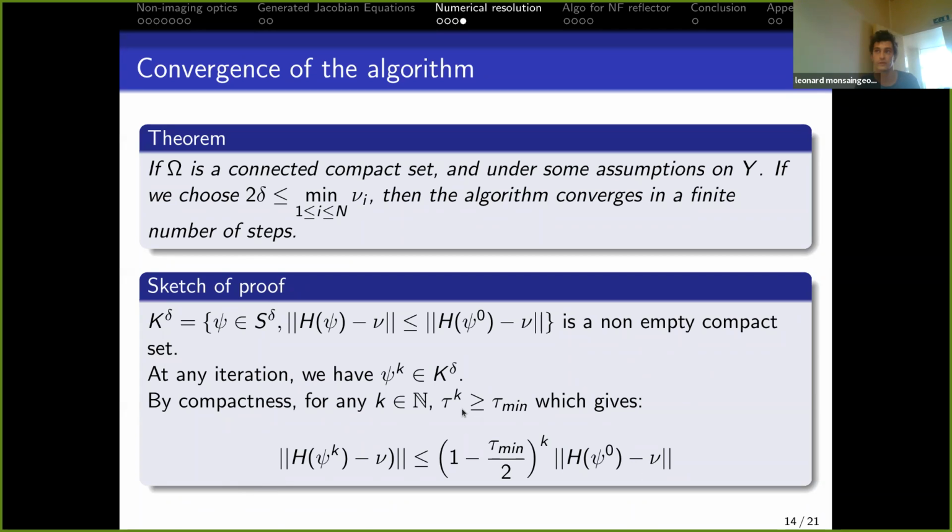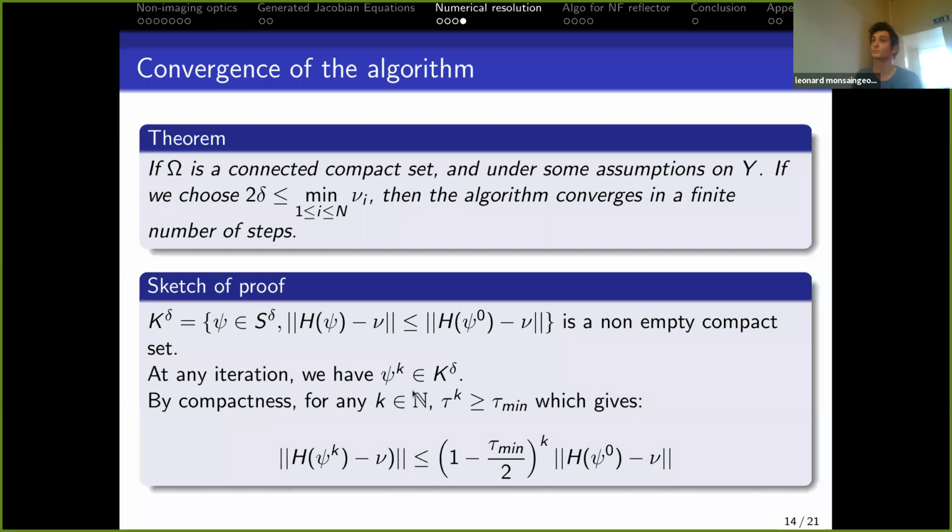And what we observed numerically is that in most of our tests, the parameter tau_k quickly equals 1. And once it is equal to 1, we have a classical Newton algorithm, and then we obtain quadratic convergence, which we cannot prove, but which we often see in our numerical experiments.